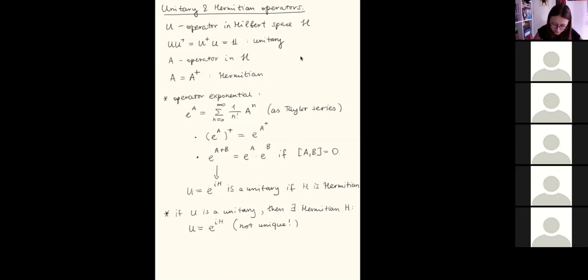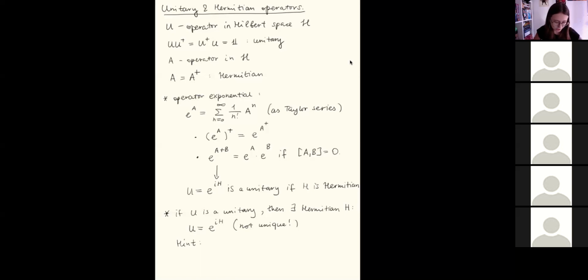So how does one show this? Excuse me. Is it not unique up to a phase, or could there be more than one Hermitian operator that gives the same U but not up to a phase? Yes, I think there can be, but I gave the example with the phase because it's the easiest way to see how this is not unique. Otherwise, maybe there can be several H's which describe the same U. Okay, thank you.